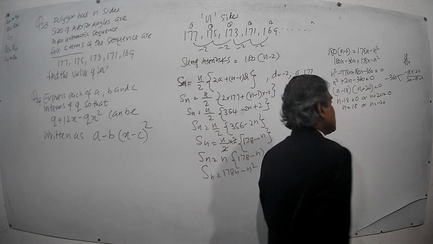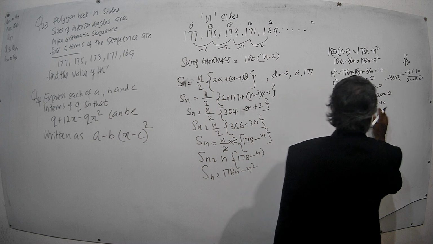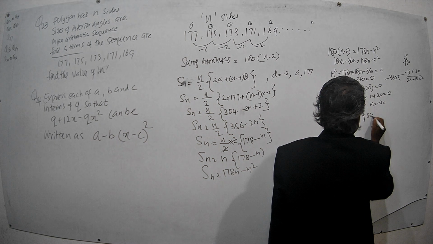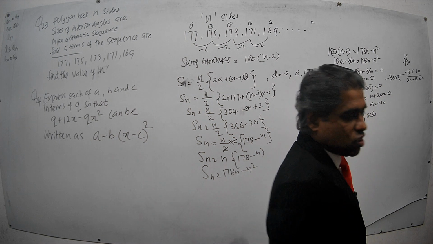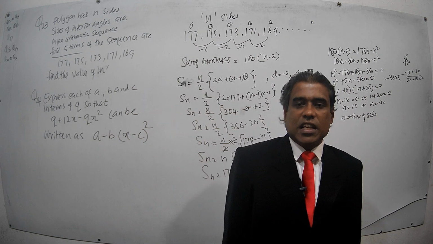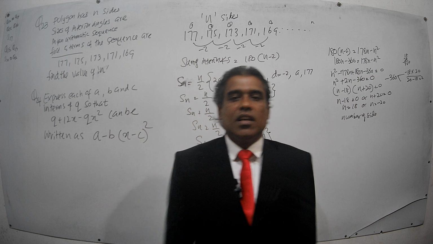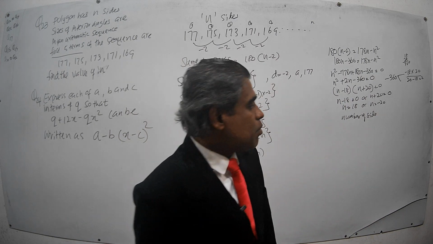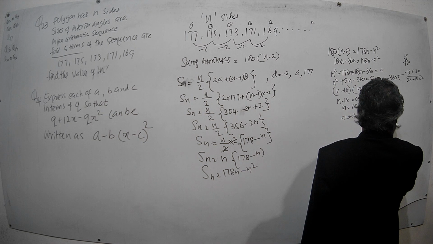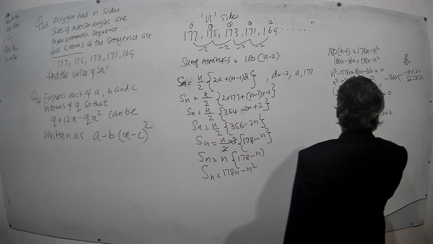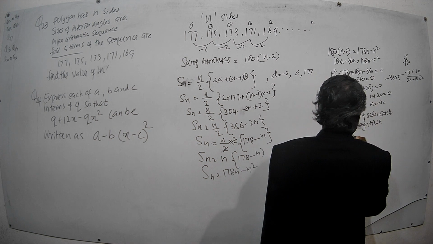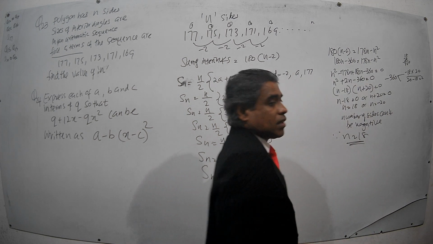Now the number of sides cannot be negative 20. Number of things cannot be expressed in negative terms, like negative 50 people or negative 500 computers. We don't say that, because a number of things cannot be a negative answer. Therefore, this negative answer is rejected. The number of sides can't be negative. So n equals 18. That is the answer.